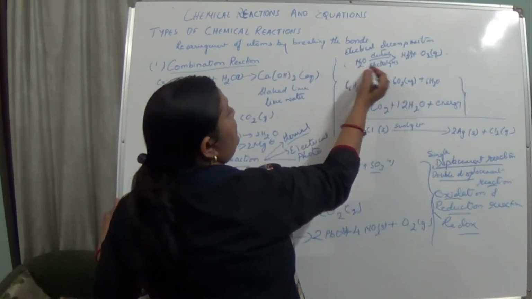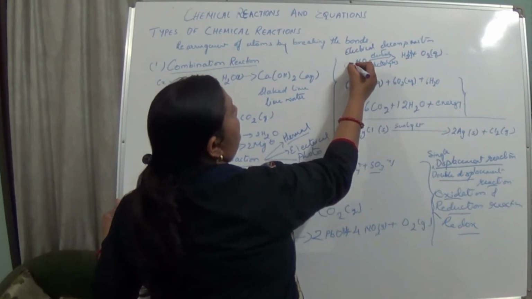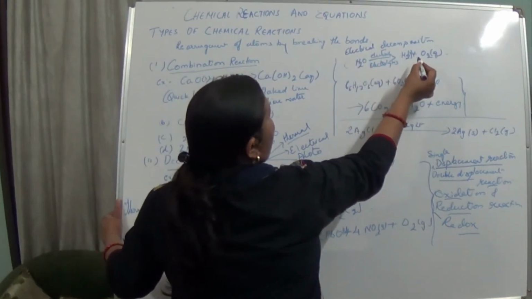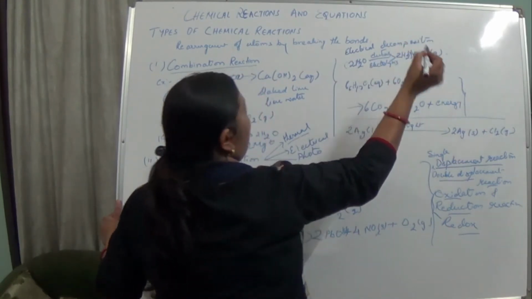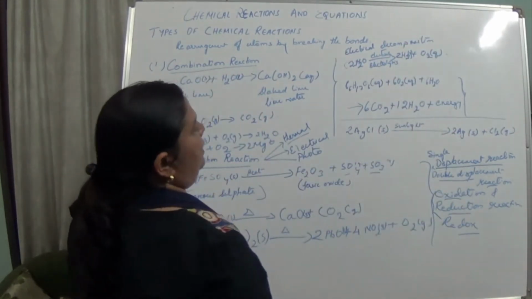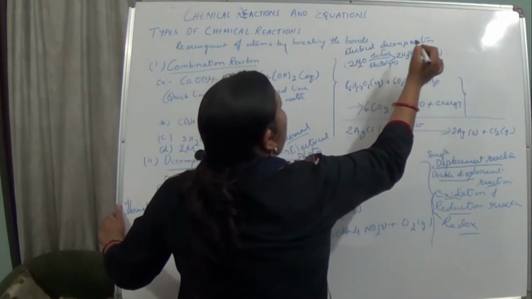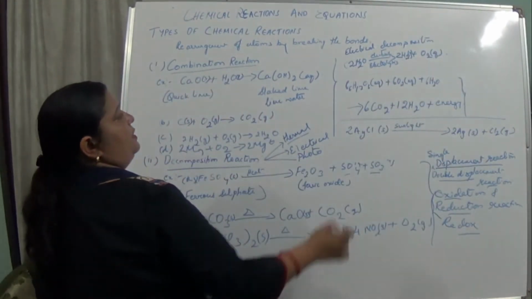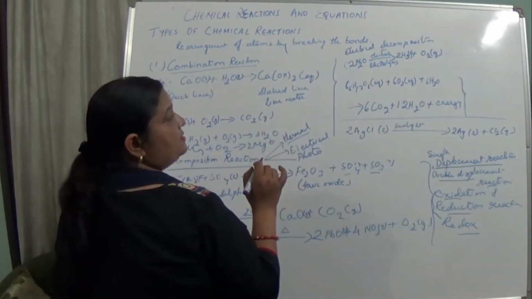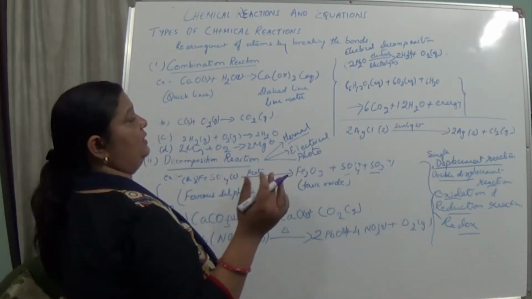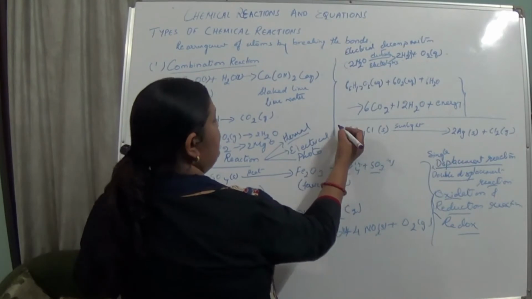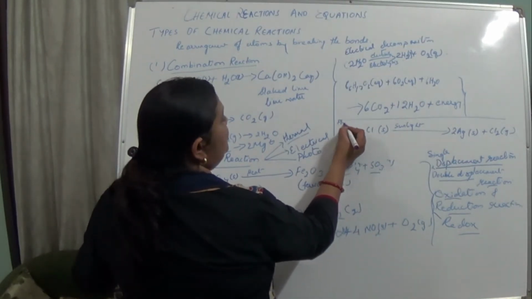So let us balance it also. Here it is 2, so you'll write 2 over here. So you are getting 2 moles of hydrogen and 1 mole of oxygen when 2 moles of water is decomposed by the process of electrolysis.